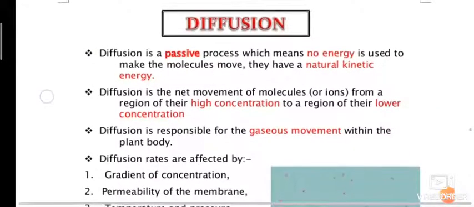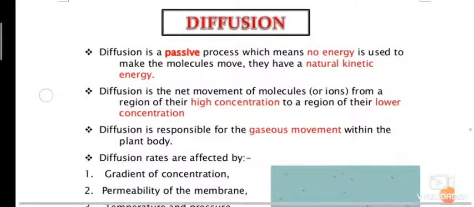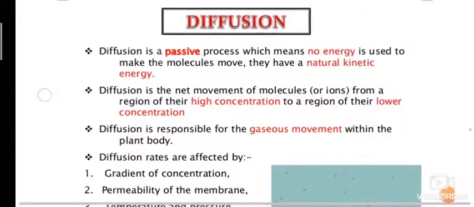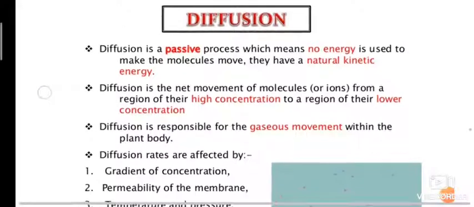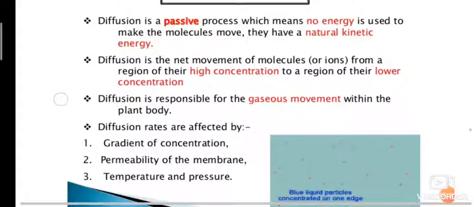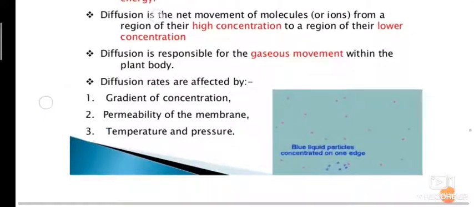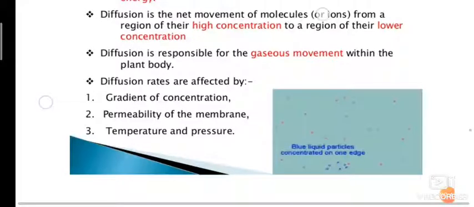Diffusion. Diffusion is a passive process, which means no energy is used to make the molecules move. They have natural kinetic energy. Diffusion is the net movement of molecules or ions from a region of their high concentration to a region of their lower concentration.